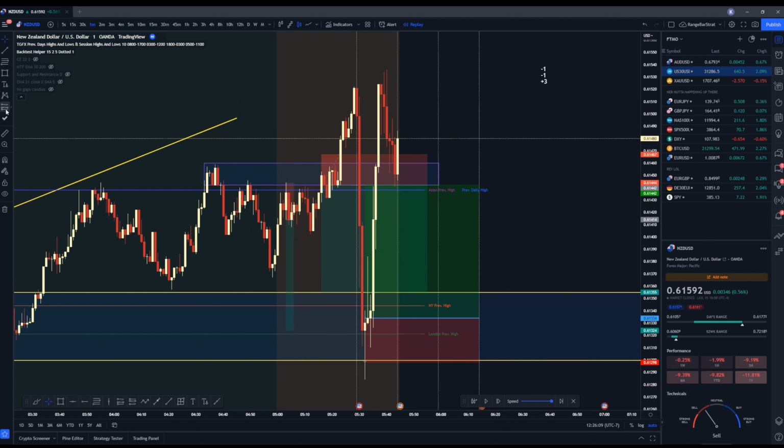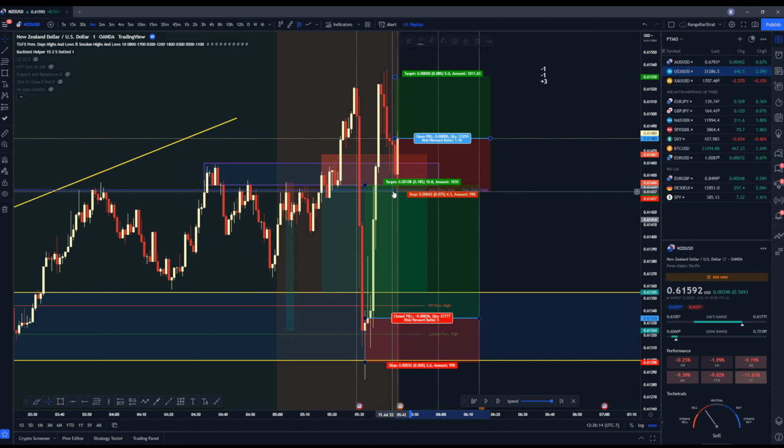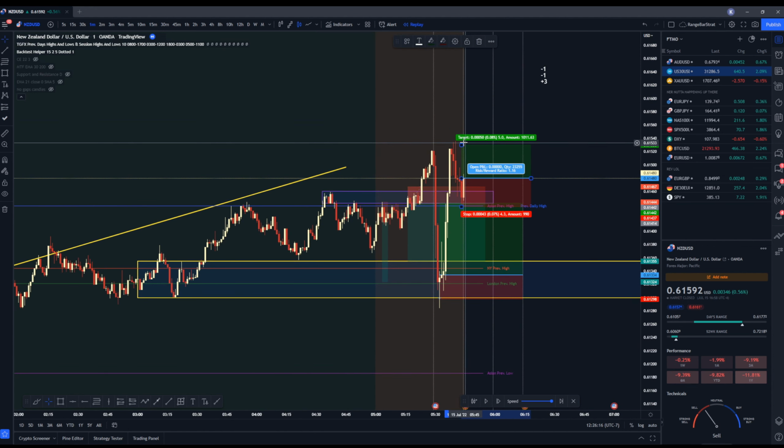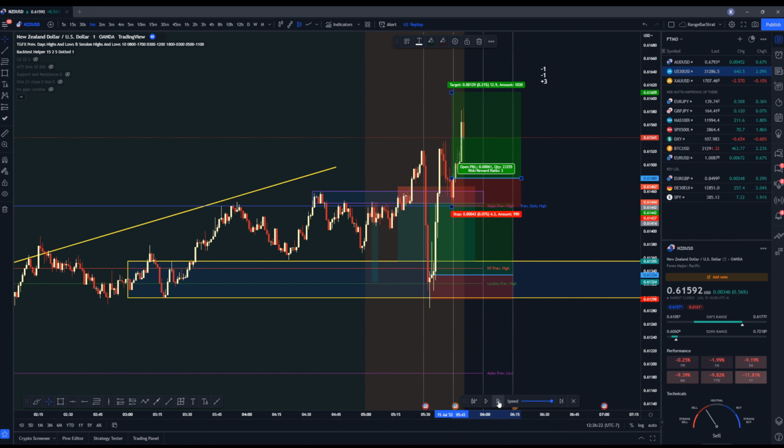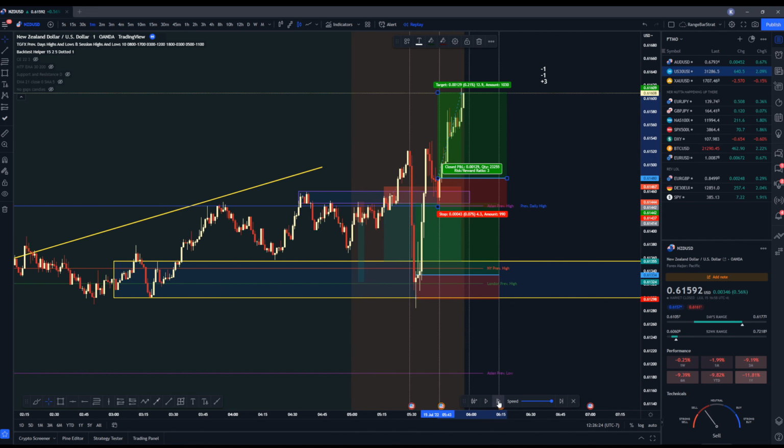So I'm going to take another chance at a buy right here. And this is probably going to get run, unfortunately. Let's see what happens. Okay, well.